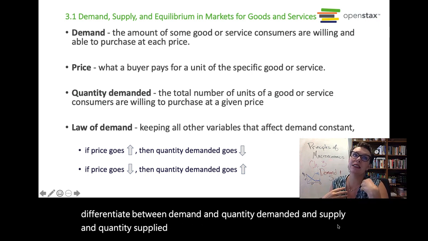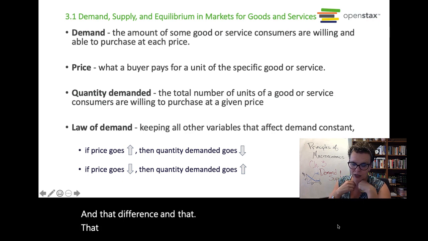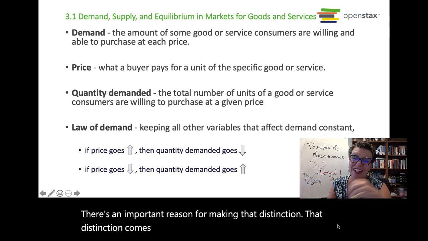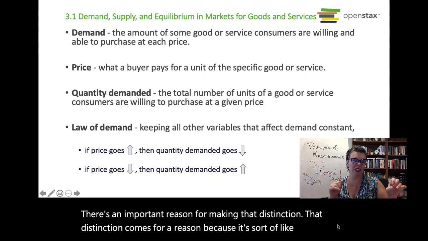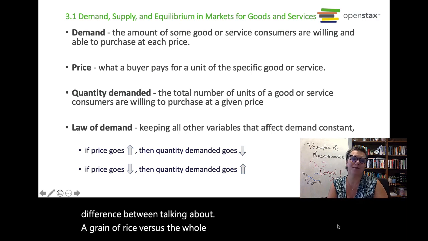There's an important reason for making that distinction. That distinction comes for a reason. Because it's sort of like the difference between talking about a grain of rice versus a whole bowl of rice.